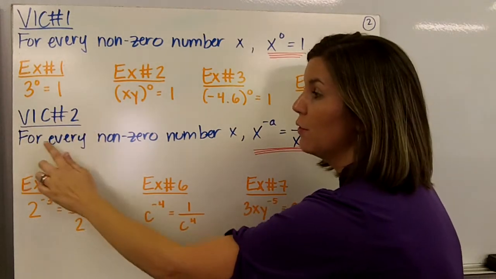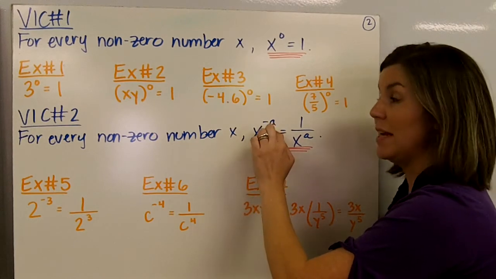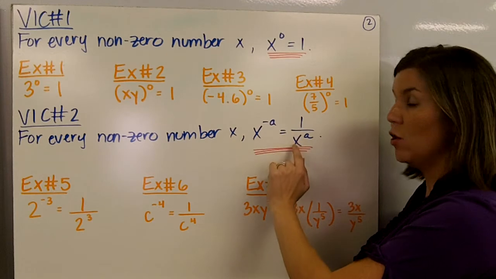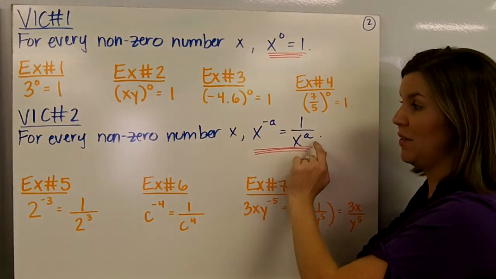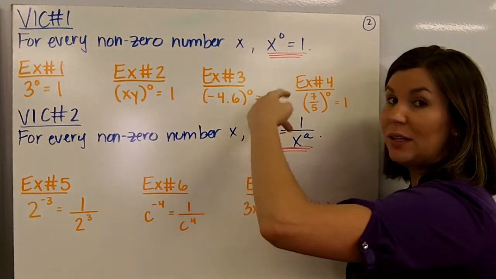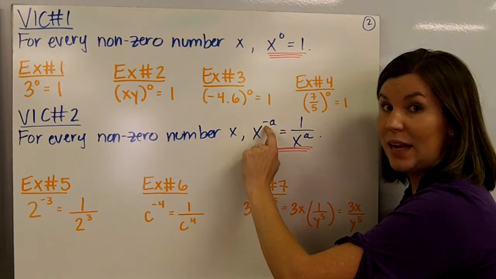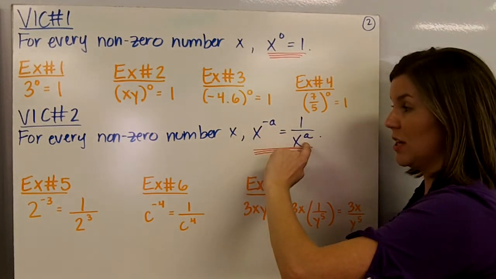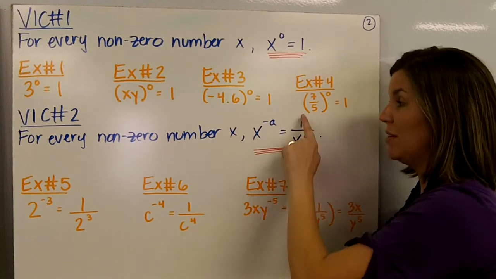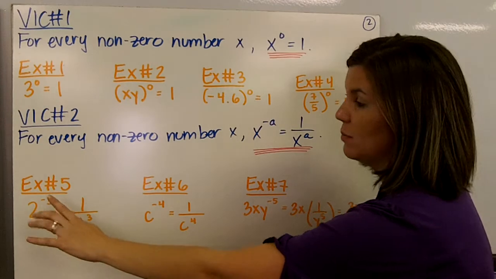Rule number 2: for every non-zero number x, x to the negative a power can be rewritten as 1 over x to the positive a power. So when we have a negative exponent, we can basically flip it upside down and change the sign. When it's a negative exponent, it moves to the denominator, if it's in the numerator, and becomes positive. We have to have a placeholder for our numerator, which is 1. So you can see some examples.